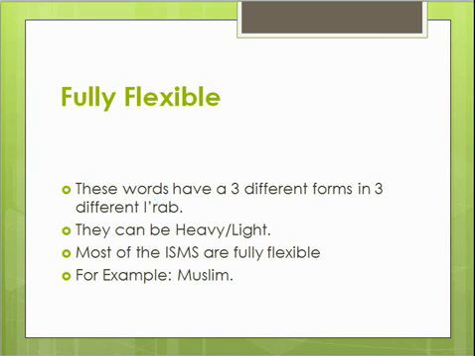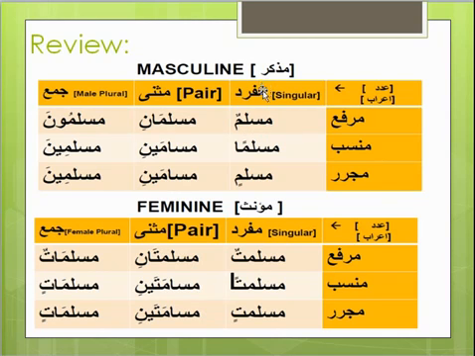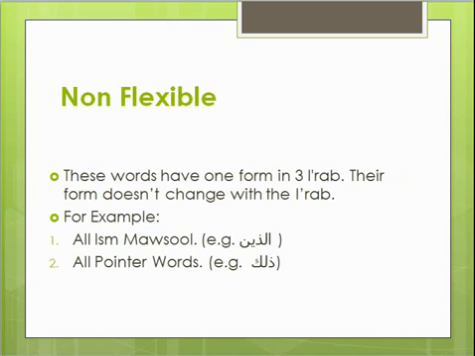So you might be confused about what it means that the three different forms are in three i'rab. Look at this: Muslimu, Muslima, Muslimi. Three different forms. One is u, another one is a, and another e. So it's different, right? That is what you call fully flexible. That's it, nothing else. I know it's very easy, but that's all.